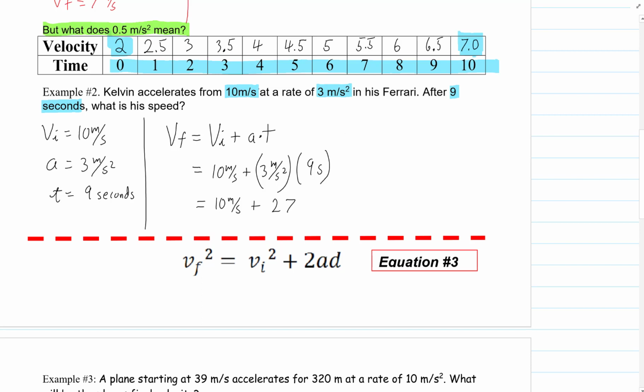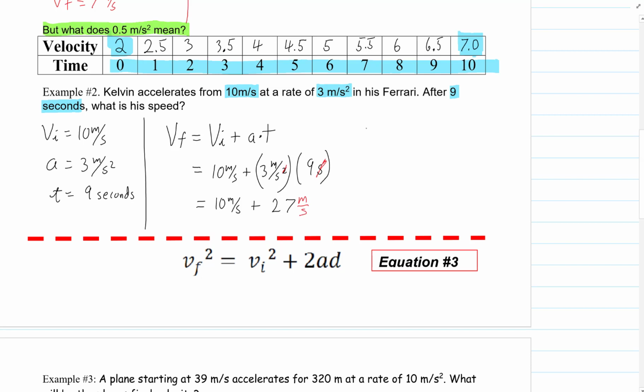And now just take a look at the units. Let's do these just so we understand. Meters per second squared times seconds. This second is in the numerator, and that cancels out with one of the seconds in the denominator of that one. So the end unit is meters per second, and that's what we wanted. We wanted meters per second there.